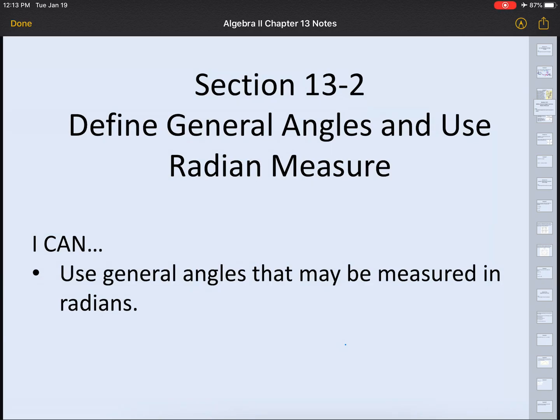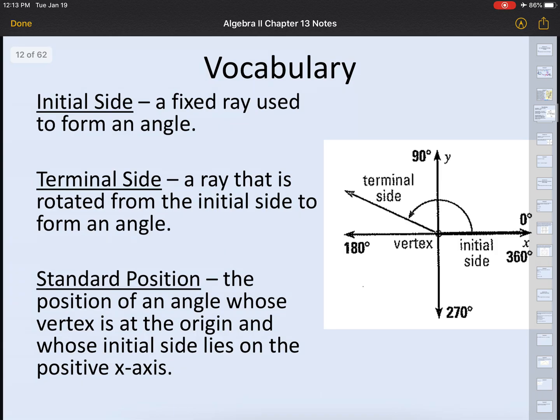Alright everyone, this is section 13.2. In this section our goal is to be able to use general angles that may be measured in radians. So a little bit of vocabulary.